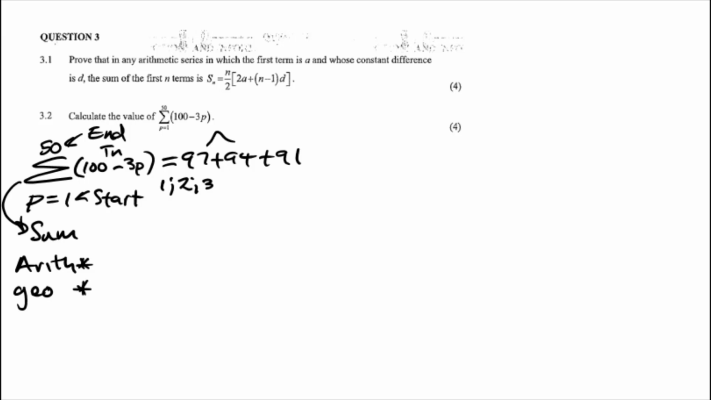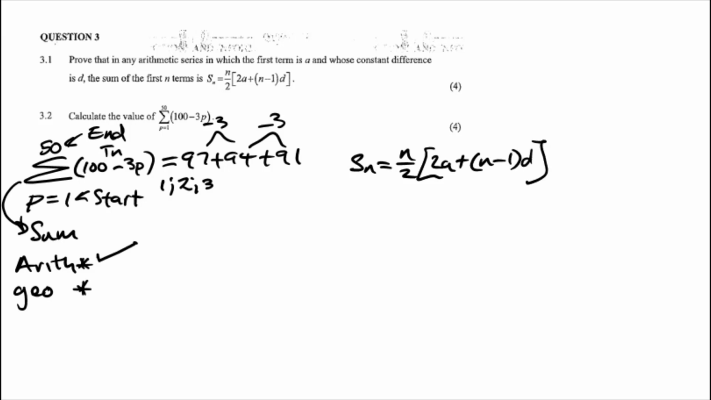But what I notice here is that I have a common difference of -3, so meaning that it is arithmetic. So we know that the sum of an arithmetic series is Sn is equal to n over 2 (2a plus (n minus 1)d). So we know that our a is the first term, so a is equal to 97, and then we have d is equal to -3.